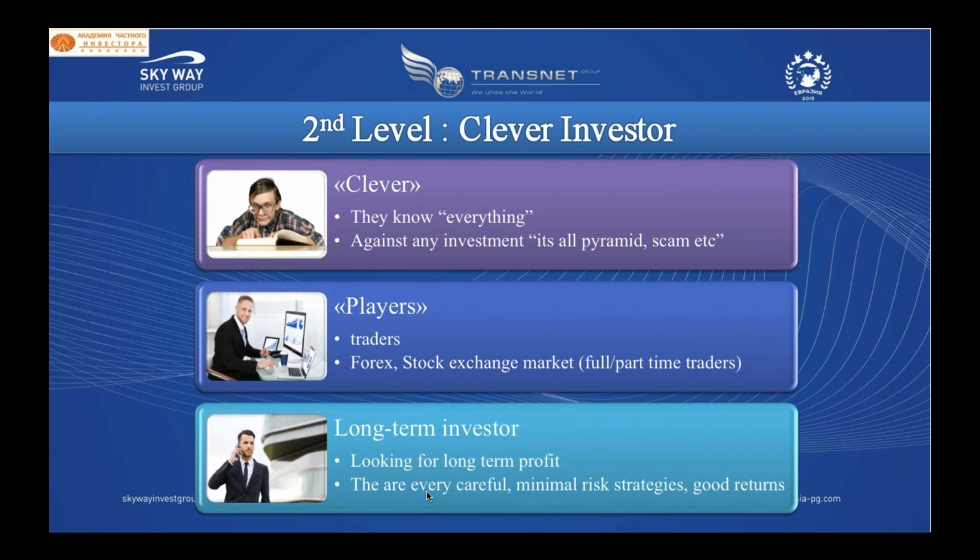And the C category would be long-term investment. So the long-term investor. This will be the person who's looking for long-term profit. So we're talking about investors who will look at different income where he understands that he can only get the best returns investing in the long term.